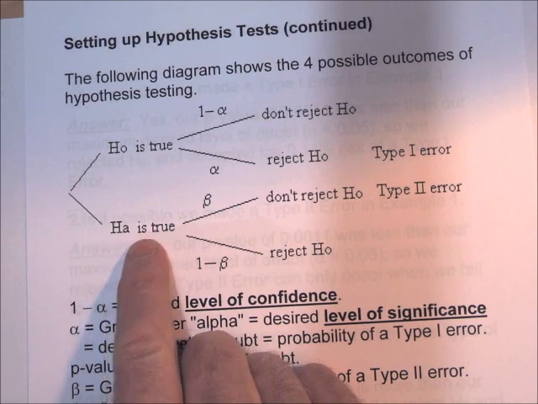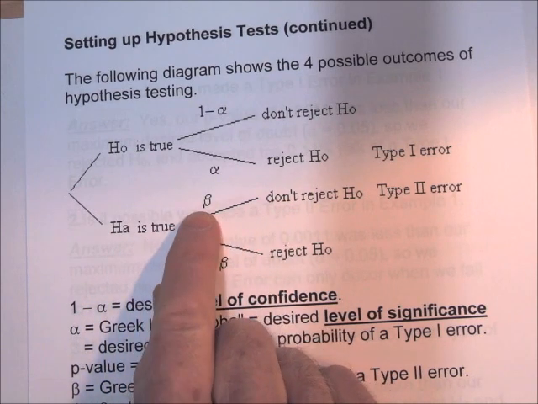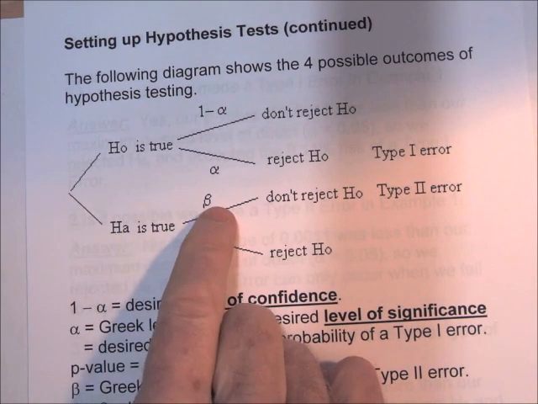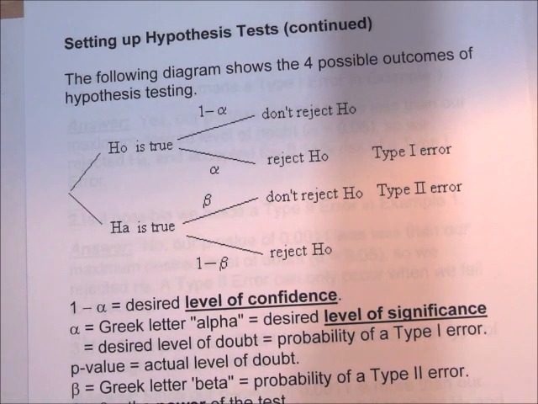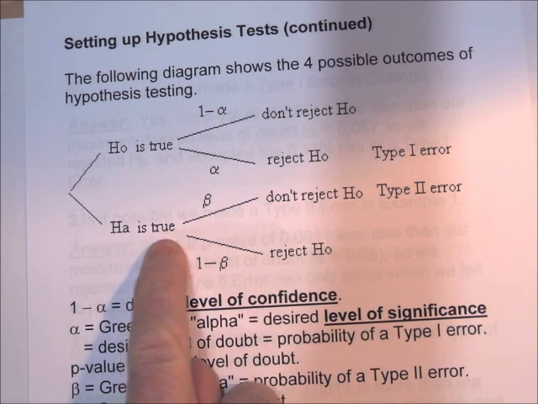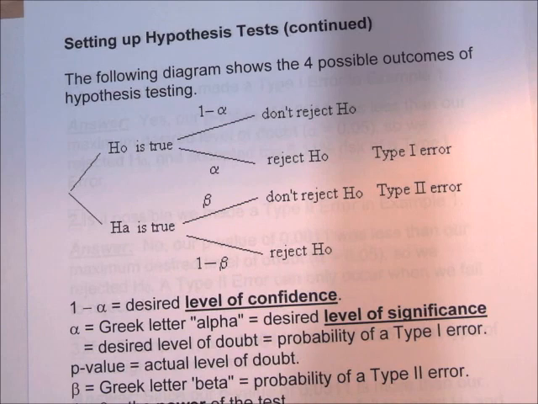The other type of error that can happen is called a type 2 error. If HA is true and we don't reject H naught, that probability is beta. Usually we don't know beta. You have to make some assumptions in order to calculate beta. You may be asked to calculate beta under certain conditions. Then 1 minus beta is called the power of the test. That's if we reject H naught and HA is true, which would be a correct conclusion.